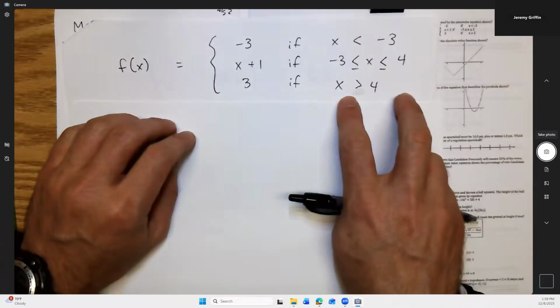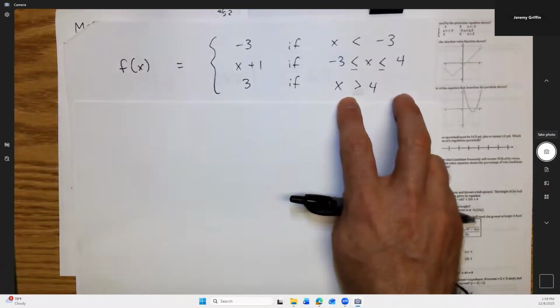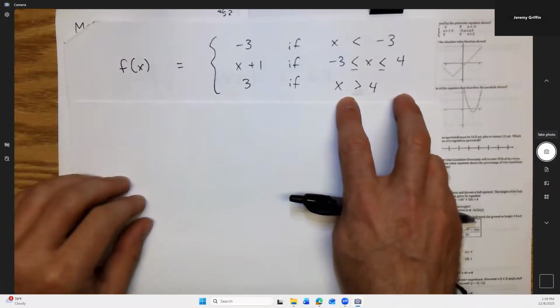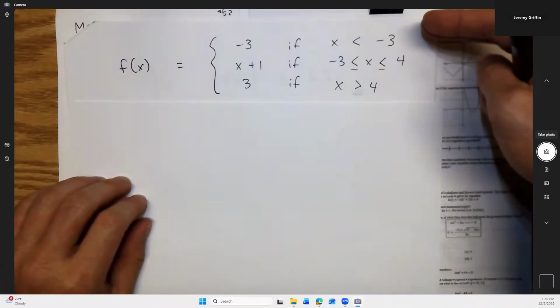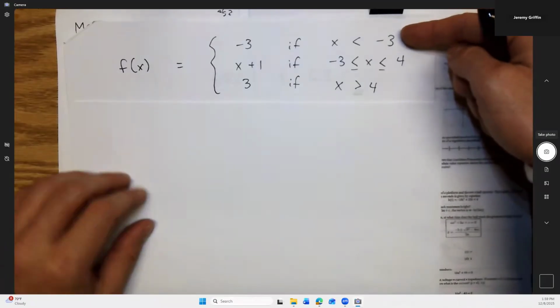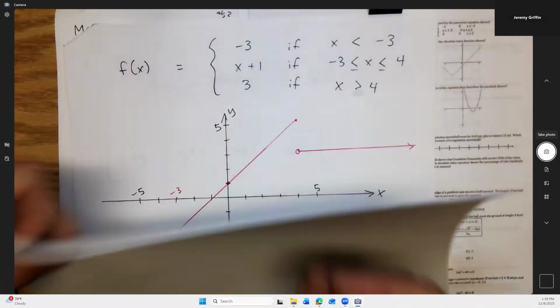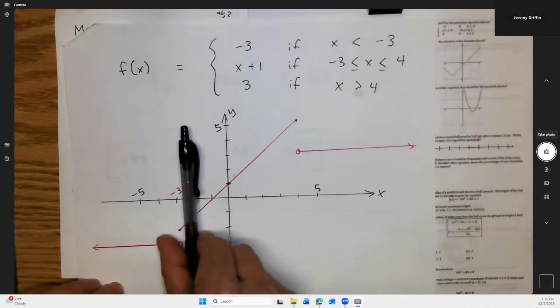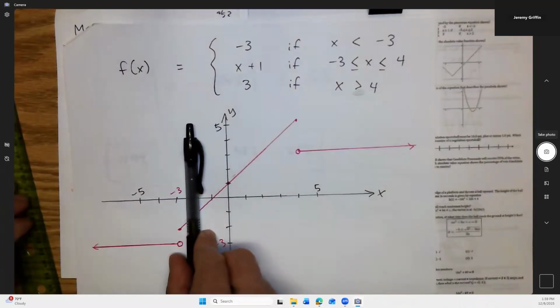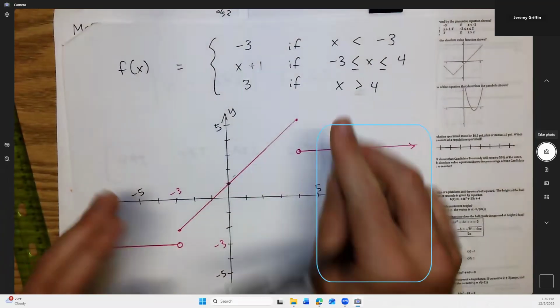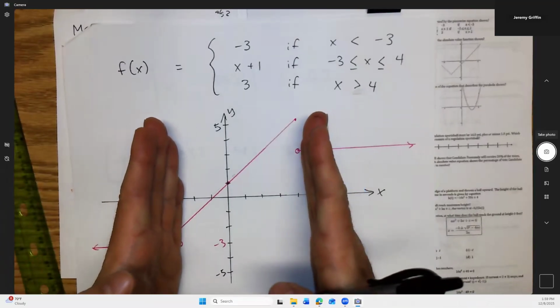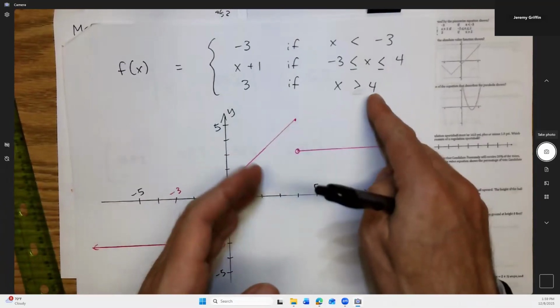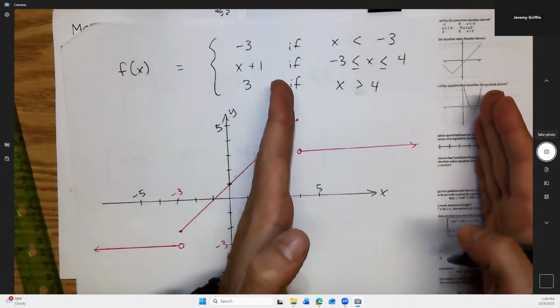Guys, look up here. Sorry about that. So I split this domain into 3 parts. Got x's less than -3. I'll show you guys the answer. Everything to the left of -3 is something. Then x would be between -3 and 4. That's from here to here. There's a different graph. And then anything where x is greater than 4 is going to be its own separate thing.